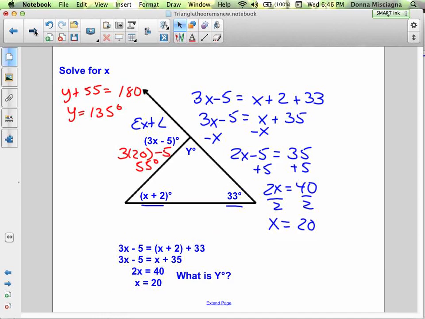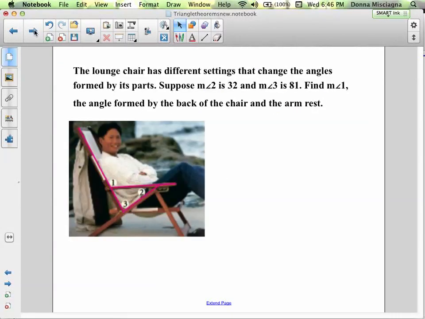All right, and this is the last problem. This is in your notes. The lounge chair has different settings that change the angles formed by its parts. If you notice here, the arm and the slanted leg and the back of the chair are creating a triangle. And notice that two of the angles, angle 2 and angle 3, are inside the triangle. Angle 1 is an exterior angle. It's outside the triangle. Maybe I'll write that down.